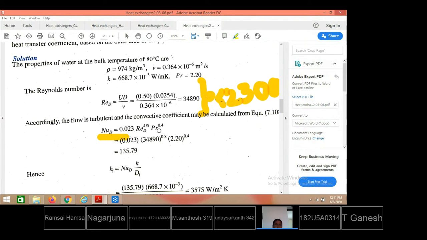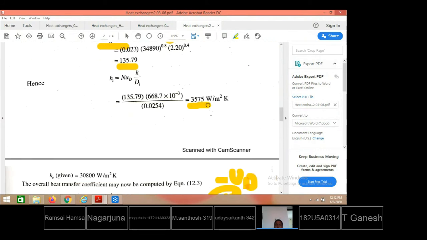These are all available in the data book, satisfying the flow conditions and the nature of flow taking place through the tube. The Nusselt number equation is taken from the data book, into which by substituting, the Nusselt number is estimated as 135.79. Equating that Nusselt number to hi di by k, from there the hi value is calculated as 3575.